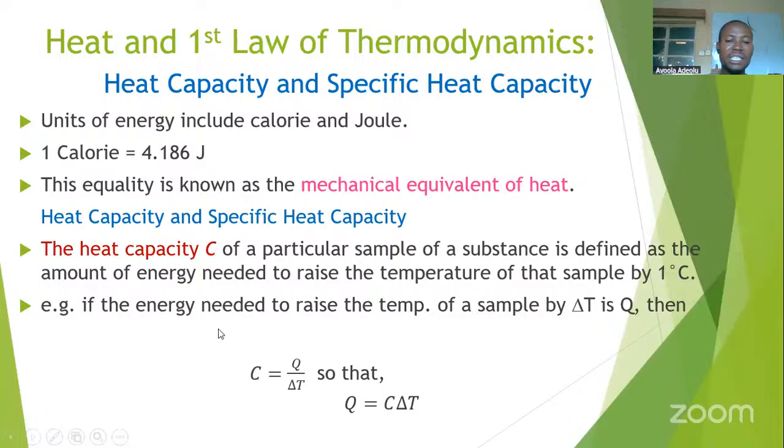For example, if the energy needed to raise the temperature of a sample by delta T is Q, then this relationship applies: the energy supplied divided by the increase in temperature gives us the heat capacity of that material, C equals Q over delta T. When I cross multiply, I have Q is equal to C delta T. This C is capital C, that's heat capacity. If it is specific heat capacity, it will be small c.